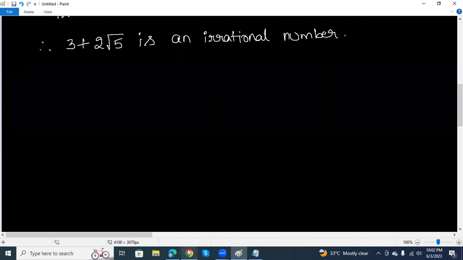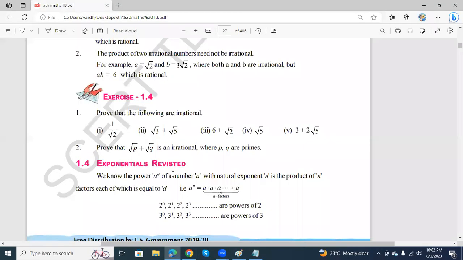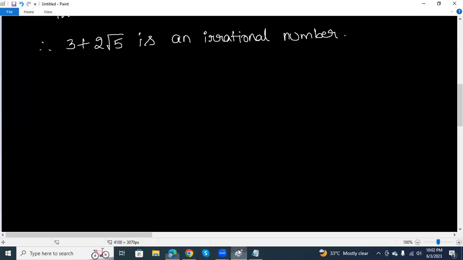Let's see the next question. Prove that root p plus root q is an irrational number, where p comma q are primes. They told, where p comma q are primes. Question number 2. Root p plus root q is an irrational. So let's take the contradiction.